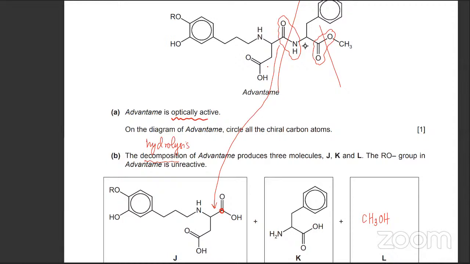This N over here would turn back into what? It will turn back into NH2, right? This double bond O on this side will turn back into a carboxylic acid. So this is what is happening. And this O over here will turn into OH. It will turn into an alcohol. Is that clear?